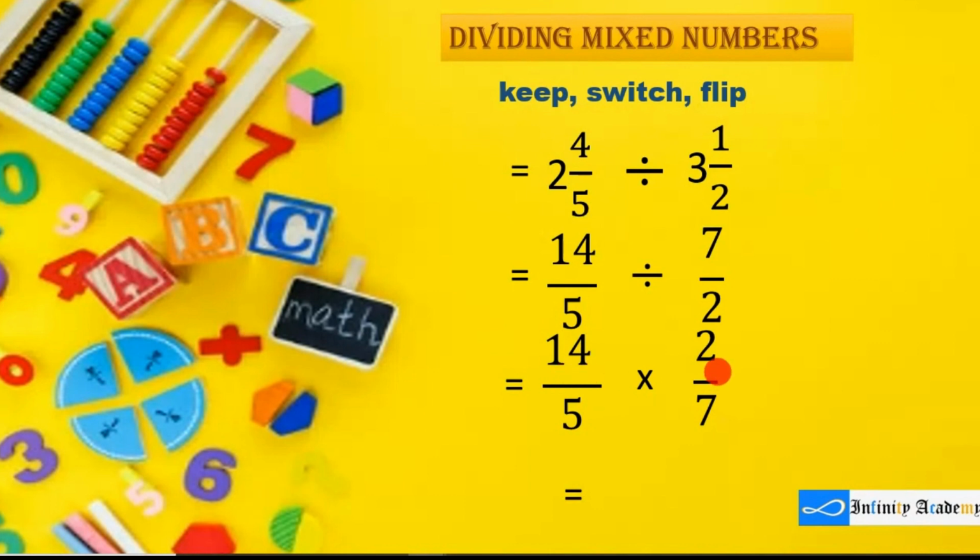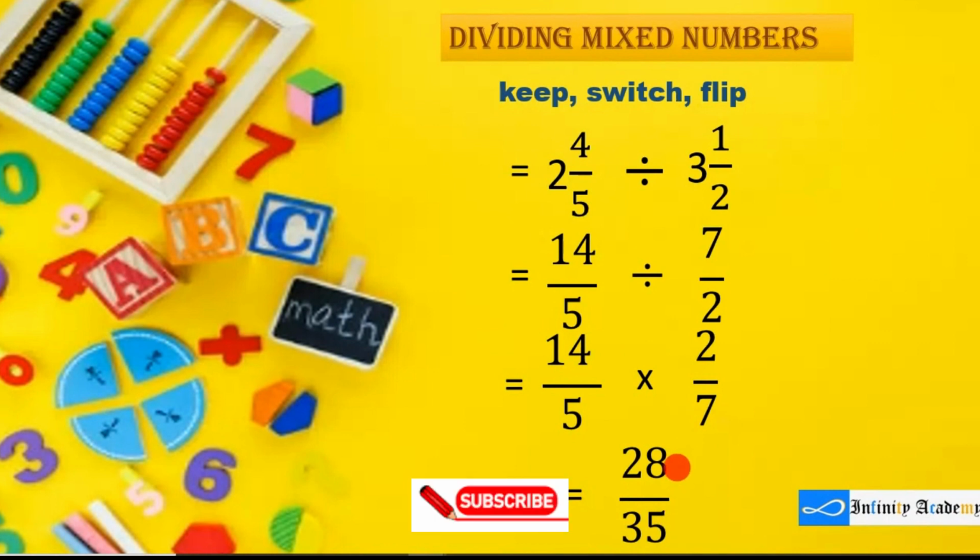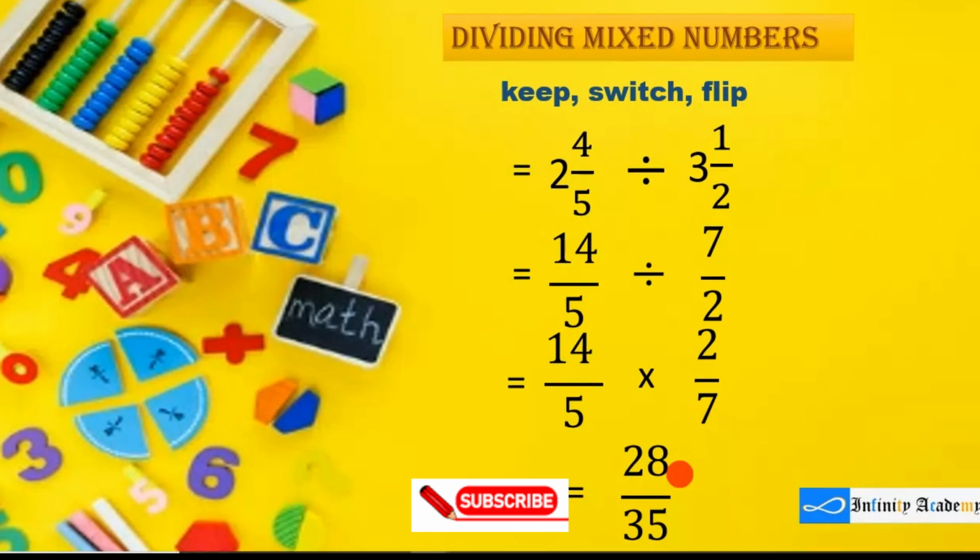Multiplying numerator with numerator, 14 times 2 is 28, and 7 times 5 is 35. The fraction is 28 by 35. As you can see, the numerator is smaller than the denominator. We call this kind of fraction a proper fraction. We are going to stop our solution here as we can't solve it further. So this is the answer for the example of dividing mixed numbers.